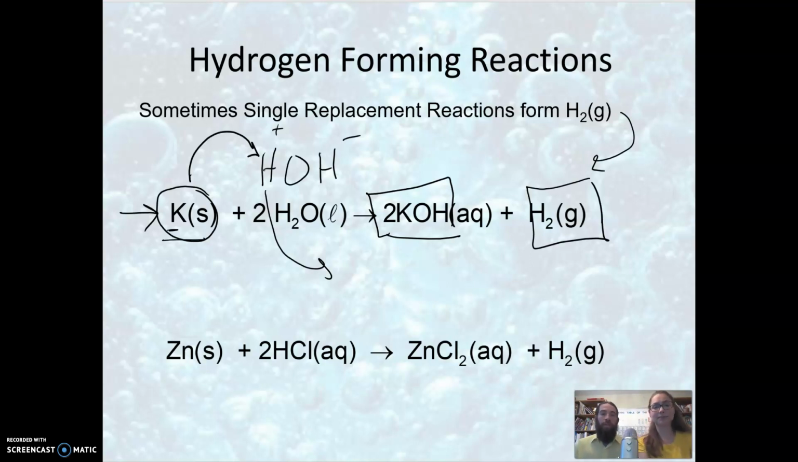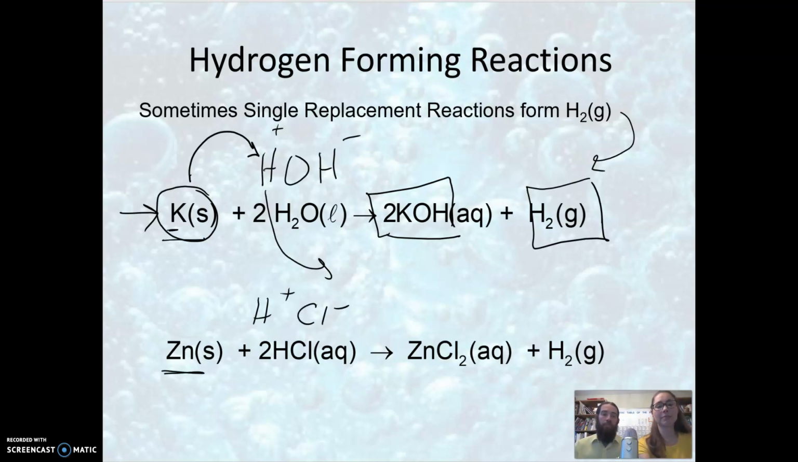Now your potassium hydroxide is written as aqueous, and you would know that's aqueous by going to your solubility rule chart. We'd look up the hydroxide ion to see if that was soluble or not, and look for the exceptions. Correct.